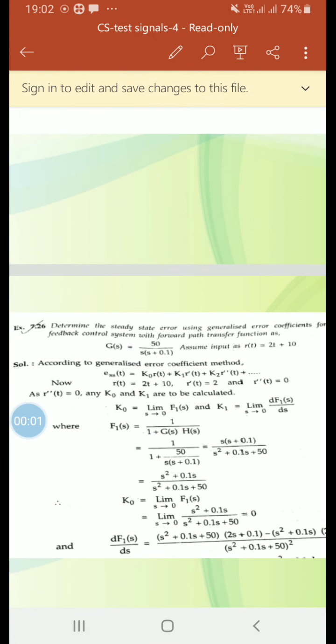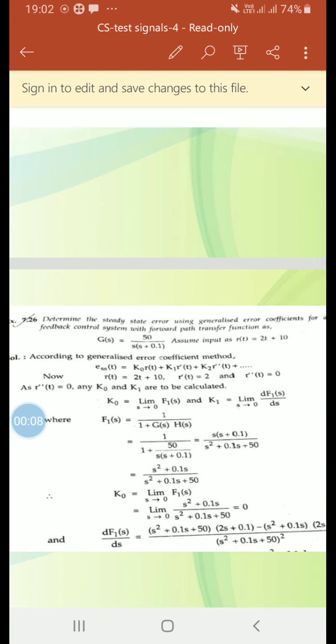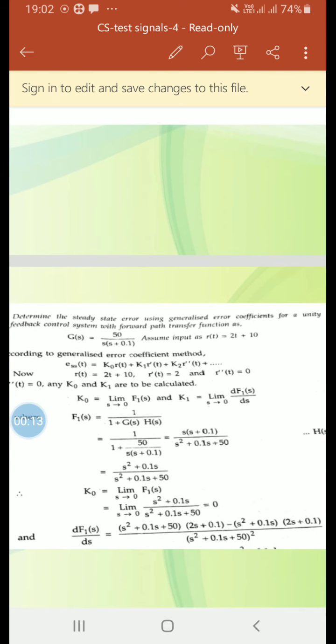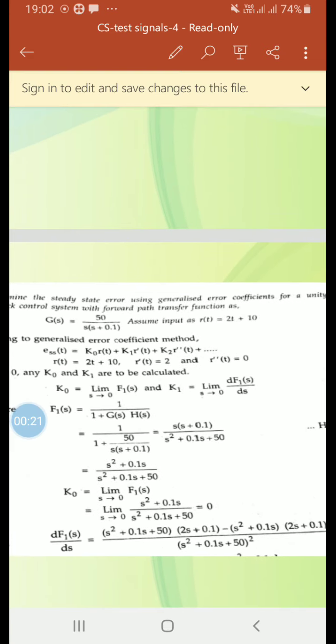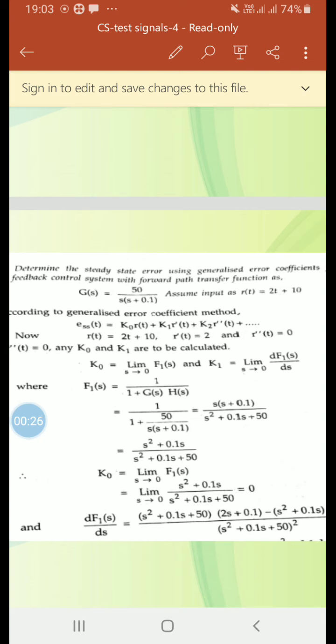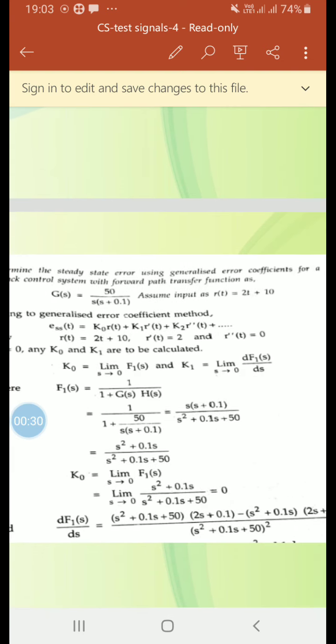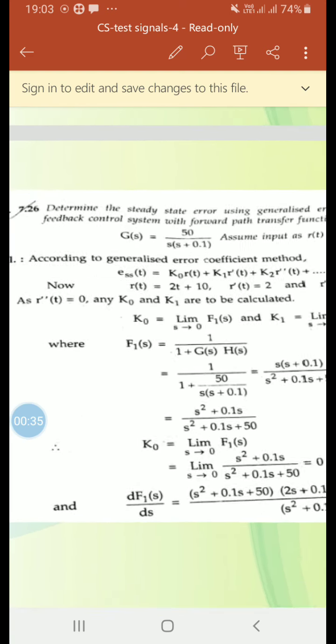Dear students, in this lecture we'll take another problem. Determine the steady state error using generalized error coefficients for a unity feedback control system with forward path transfer function G(s) = 50 / (s(s + 0.1)). Assume input r(t) = 2t + 10. So we'll go for the solution.